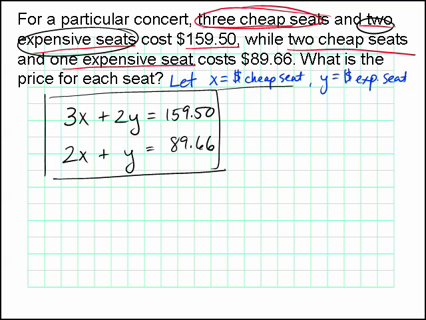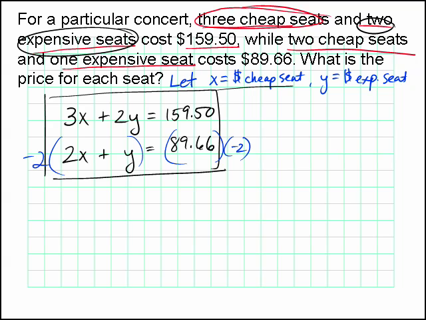Now, I am going to solve this system. Probably the easiest way to solve this system would be to use the addition method or elimination method, depending on our book. And I think I'm going to get the y's to cancel. And in order to do that, I'm going to multiply this bottom equation on both sides by a -2.